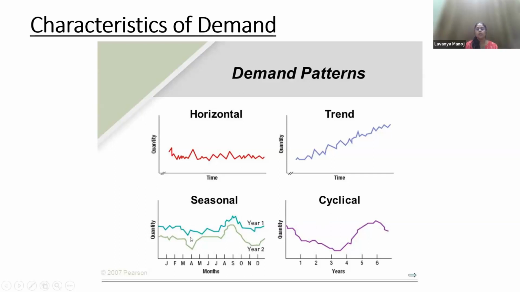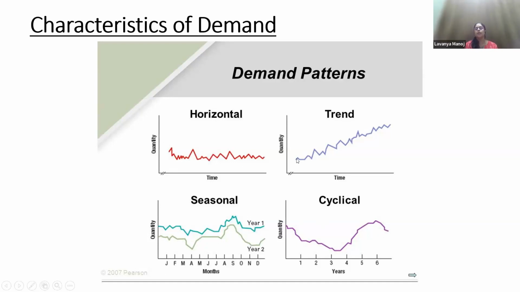Okay, so notice the seasonal demand. There is not much change in the pattern. There is a constant curve, and it goes on for each and every year. You can notice only a small slight difference. This is a trend demand pattern.